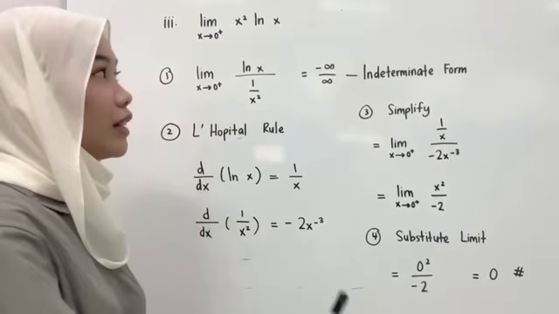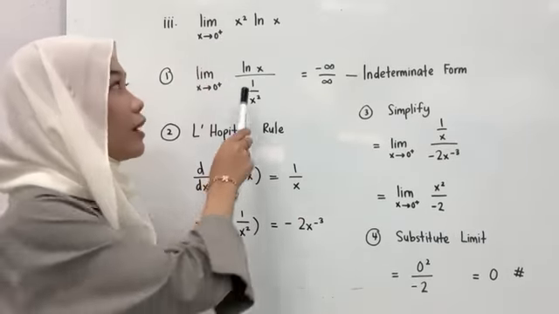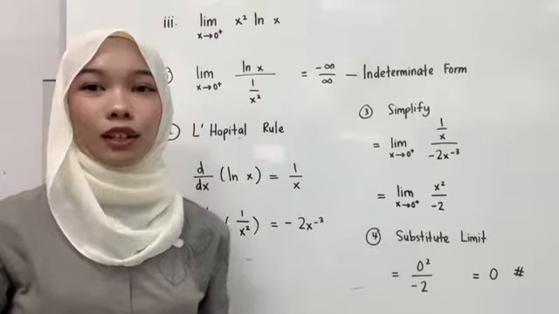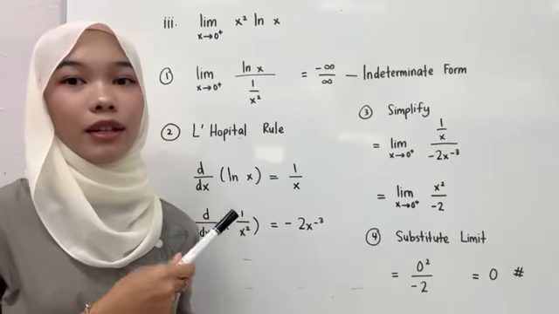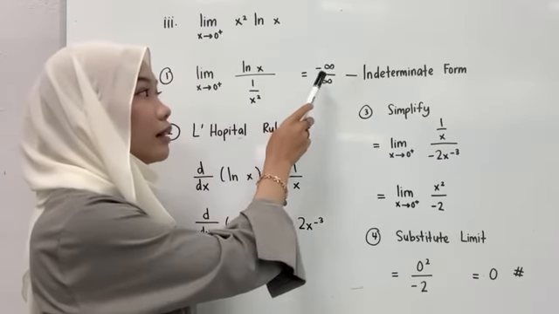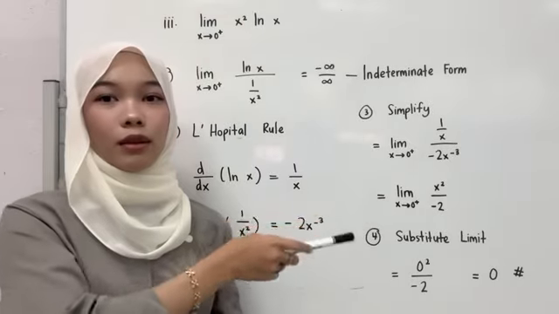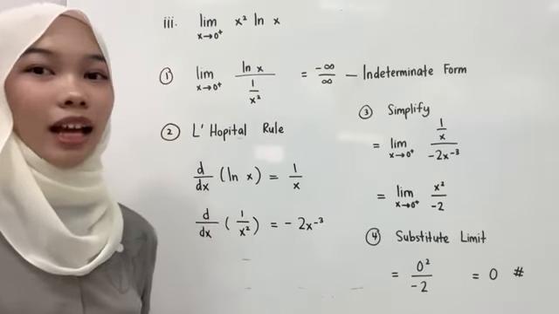So everyone, let's move to question 3 Roman. Given the equation, the limit as x approaches 0 from the positive side of x squared ln x. First of all, we must check whether this equation is an indeterminate form or not. When we substitute 0, we will get negative infinity over infinity, which means this equation is in indeterminate form.